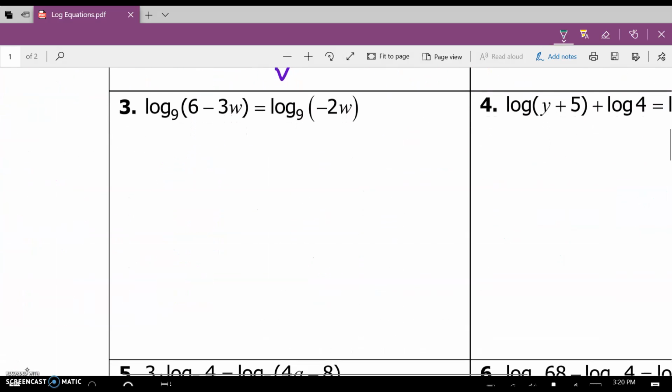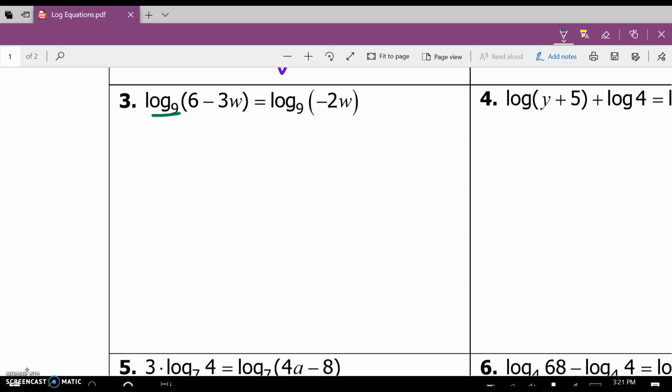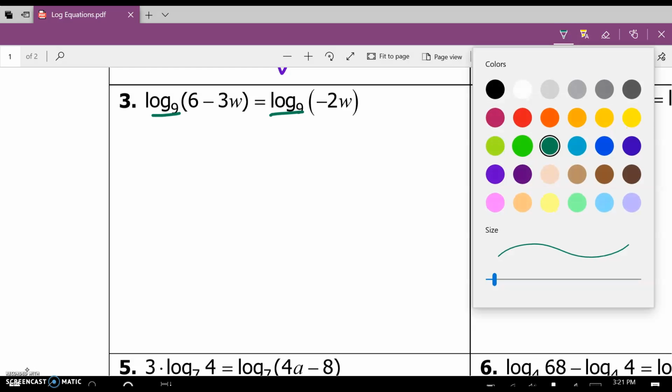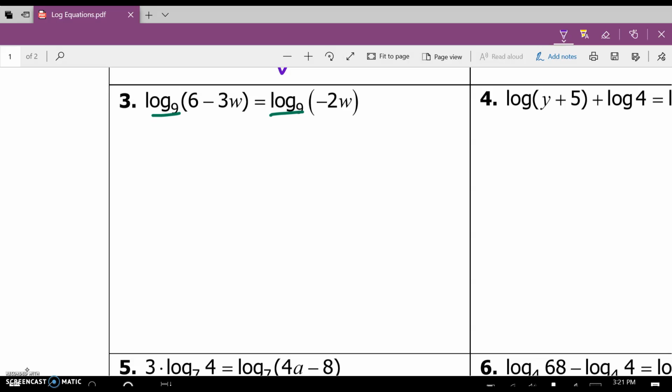All right, on number 3, again, they have the same base, so we're good. We're just going to drop the base. So then we would have 6 minus 3w equals -2w. From there, I would get my like terms together and add 3w to both sides. Then we'd have 6 equals negative 2 plus 3, which is just w. So then you would get just 6.